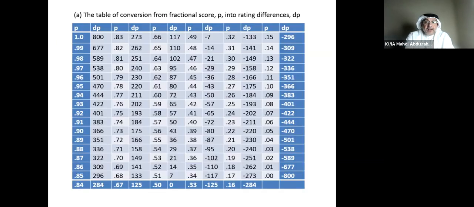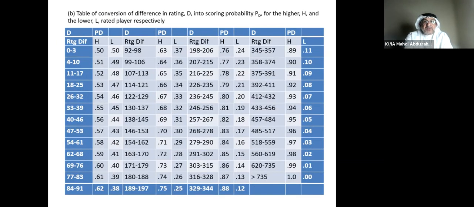Now, another one, we have this table, and this table is for a rated player playing with a rated player. So in the previous one, it was an unrated player, and he needs the initial rating. So it was 3 types of calculation.